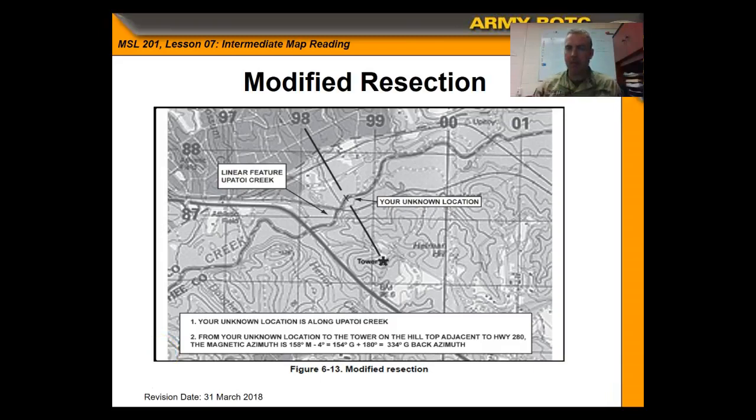Alright, last thing we're going to talk about, I promise, and then we're done. So just real briefly, we'll talk about modified resection. Modified resection is the method of locating your position on the map when you're located on a linear feature on the ground, like a road or a canal or a stream.